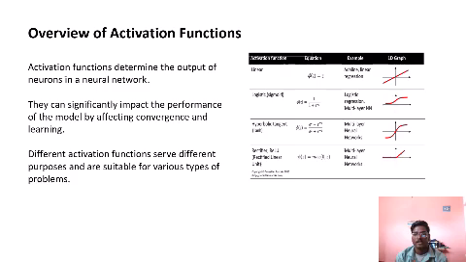Hyperbolic tangent: alpha of z is equal to e to the z minus e to the minus z, divided by e to the z plus e to the minus z. Used in multi-layer neural networks. Here is the 1D graph of the hyperbolic tangent. ReLU, rectified linear unit: alpha of z is equal to max 0 comma z, used in multi-layer neural networks.